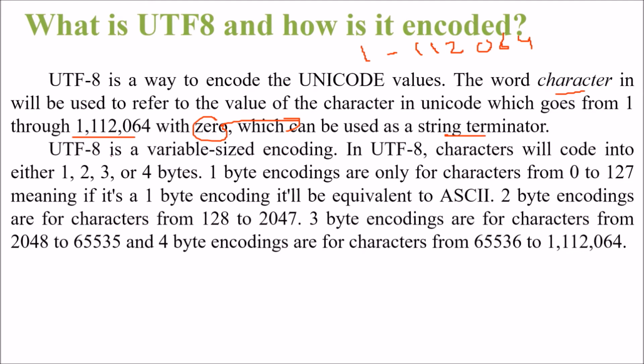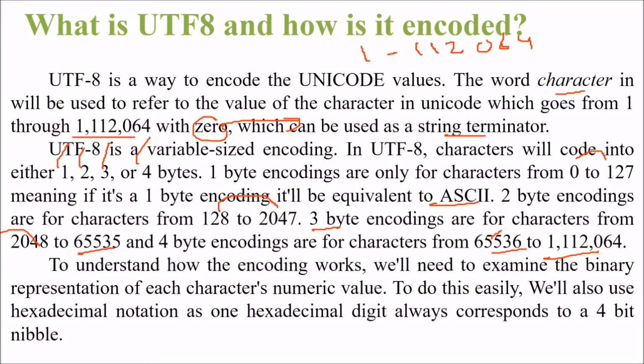UTF-8 is a variable size encoding, meaning the characters will be coded into either 1 byte, 2 bytes, 3 bytes or 4 bytes. 1 byte means 0 to 127, which is equivalent to exactly what ASCII is. 2 byte encodings are for all the characters from 128 to 2047. The 3 byte is from 2048 to 65535, and you will shortly know how these numbers come up. And the 4 byte encodings are the characters from 65536 to 1112064.